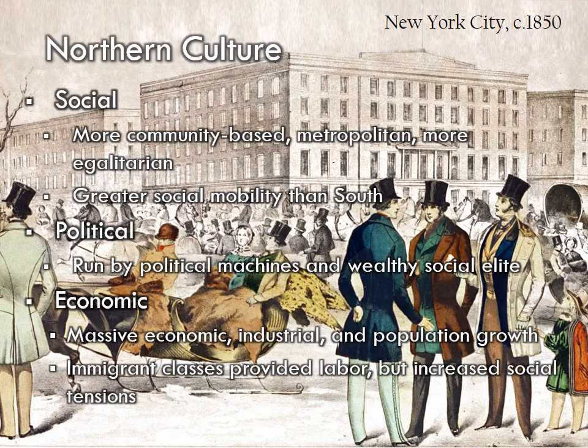Economically, we know that the area is known for being focused on industry. They have this growing factory system, as well as especially the textile industry. We know that the upper areas, the New England areas, are still going to be known for timber and lumber and shipbuilding. There's also still a lot of fishing. Banking and finance are going to also be a huge part of the northern economic system. The immigrant classes are going to provide the labor. However, it also does increase these social tensions because they are seen as outsiders, taking people's jobs, etc.